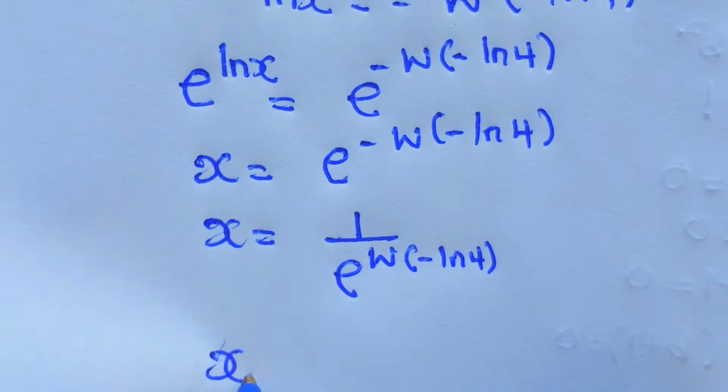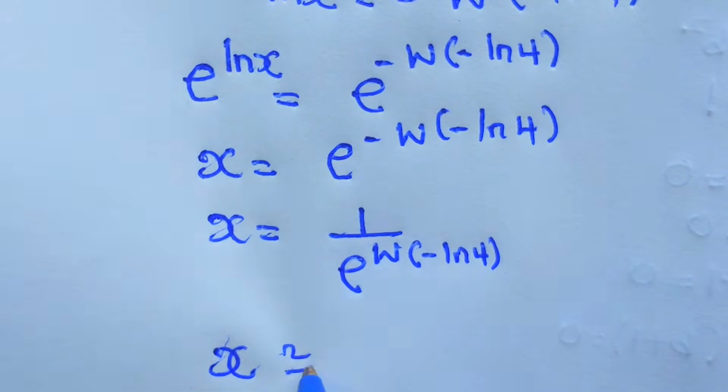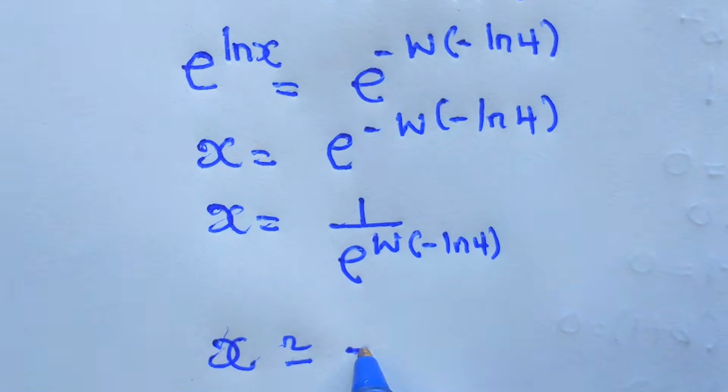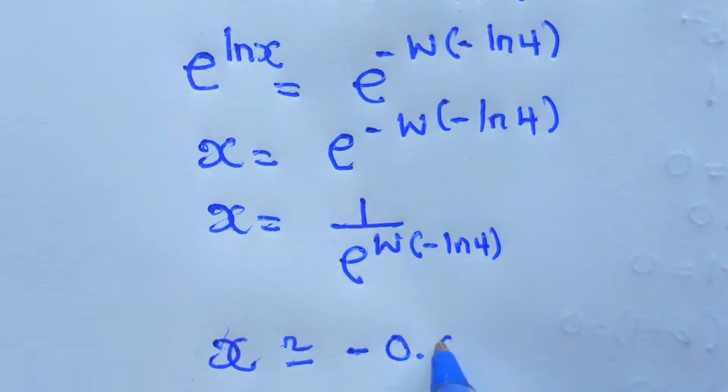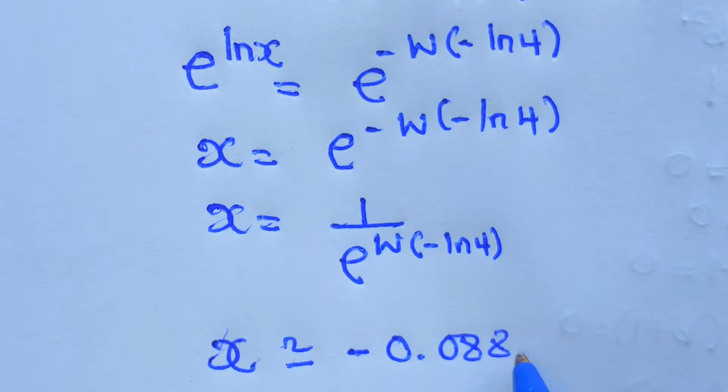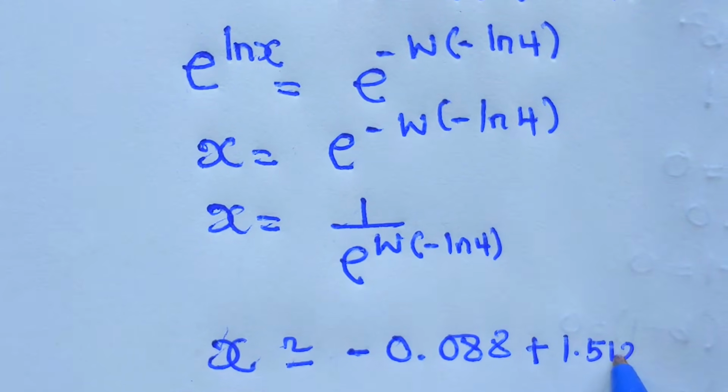So our x is approximately equal to negative 0.088 plus 1.512i.